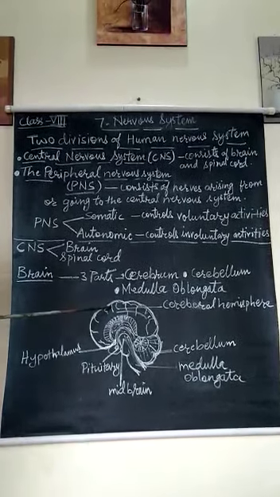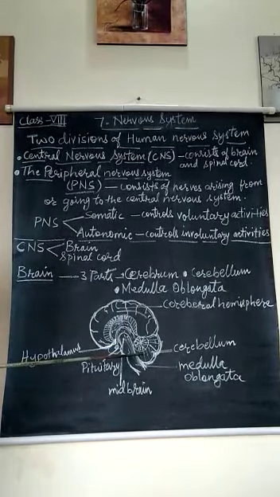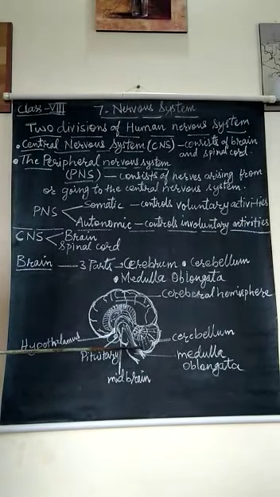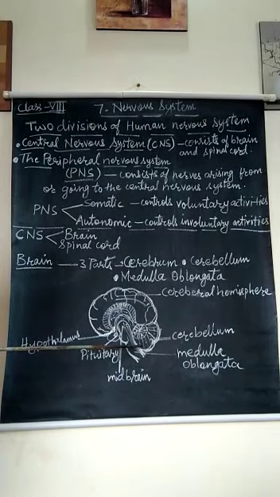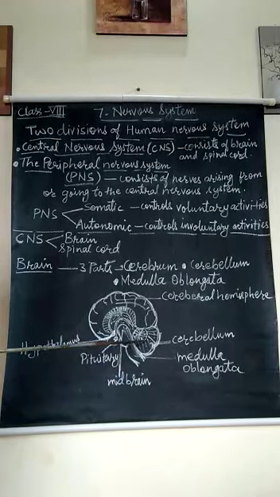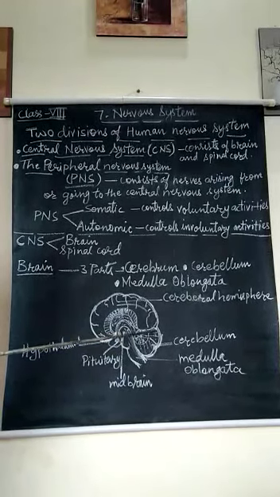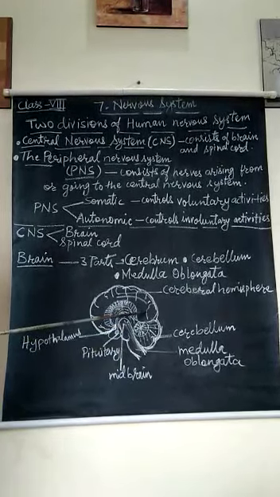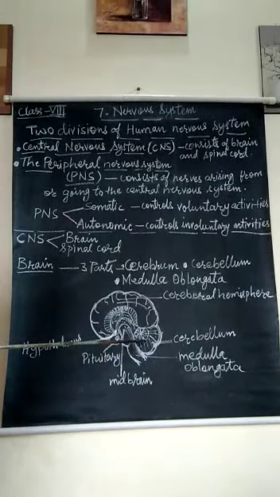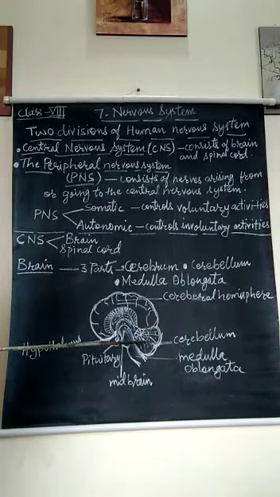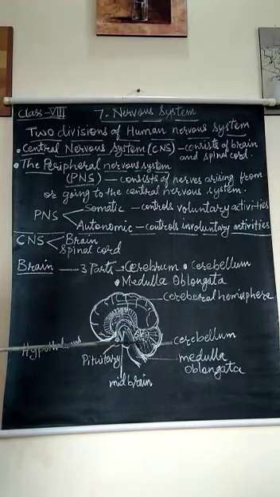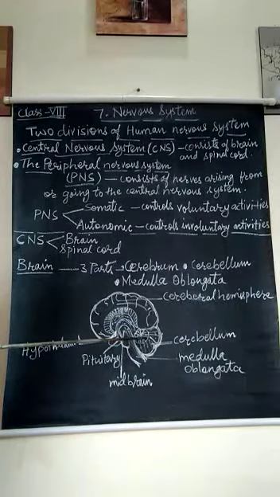Now the next is cerebellum. That is the second largest part of brain. It is situated below the cerebrum. As you can see in the picture, it lies below the cerebrum, and it makes up about 10% of brain's weight.